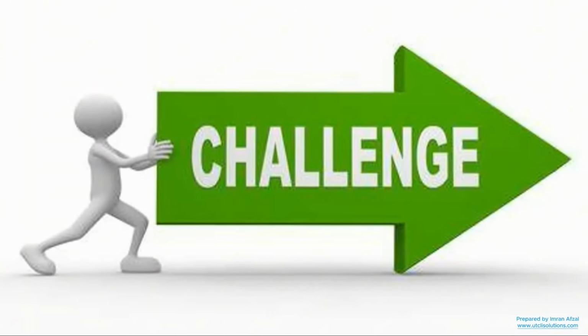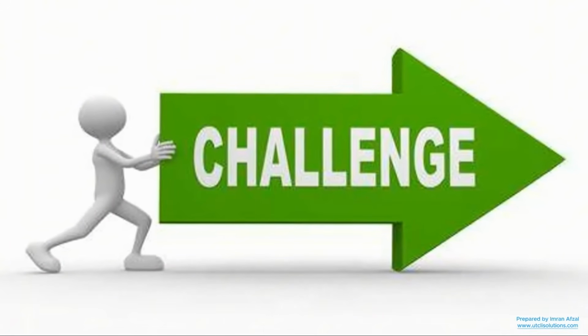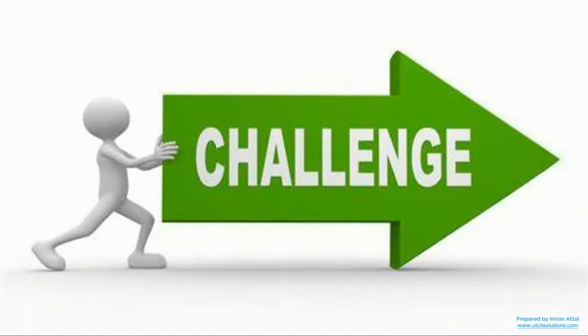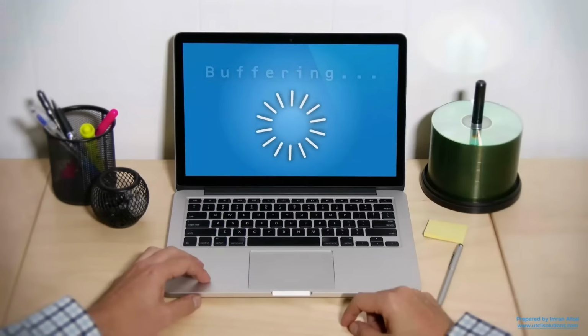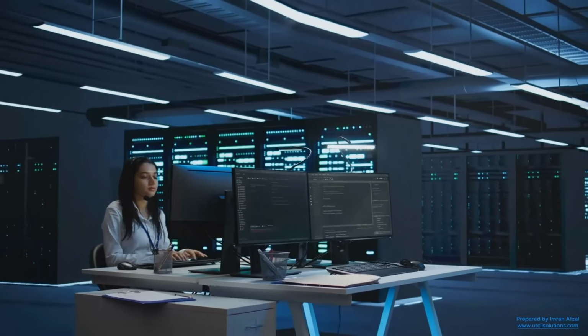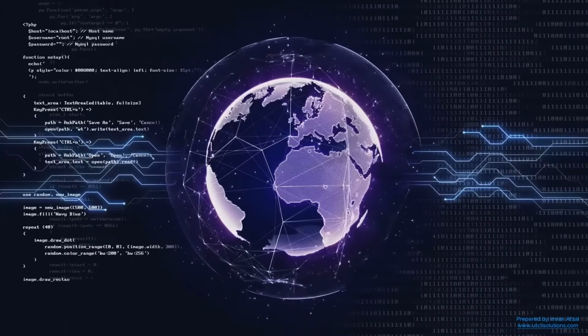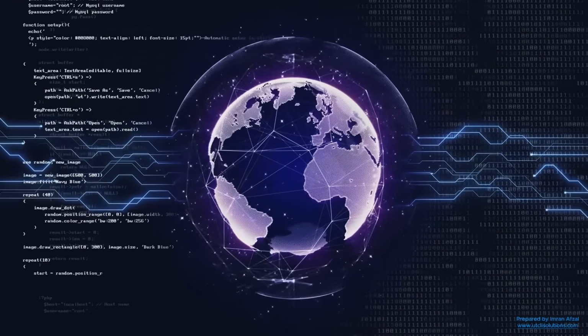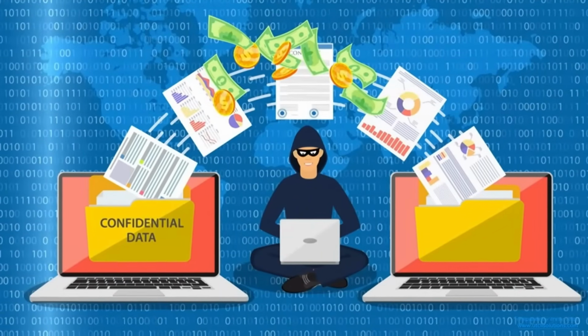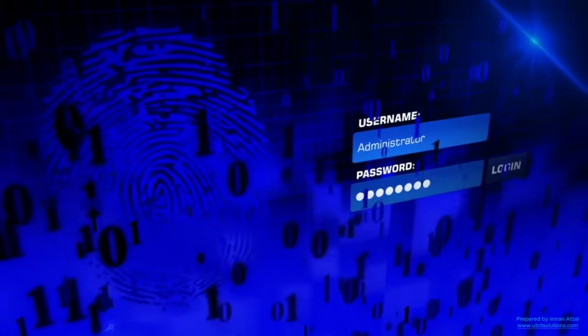But just like anything else, there are some challenges too. Sometimes networks can be slow or not working at all. This can happen if too many people are using it at the same time, or if a cable is broken. Also, if a network is not protected, someone might try to steal your data. That's why it's important to keep networks secure using passwords and firewalls.